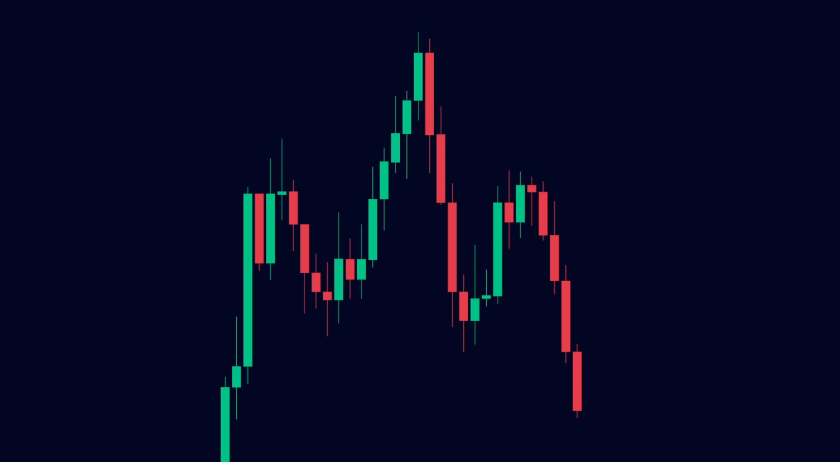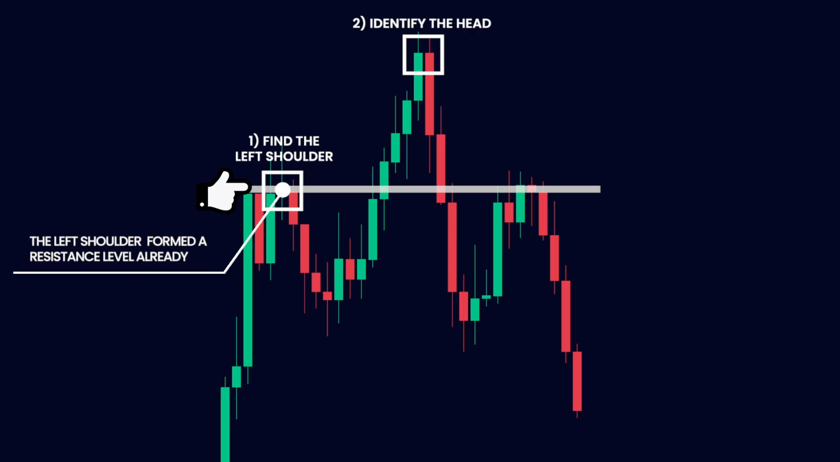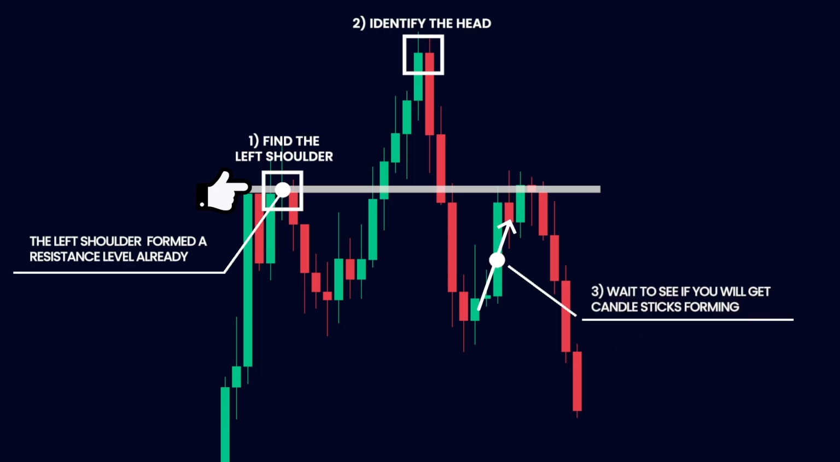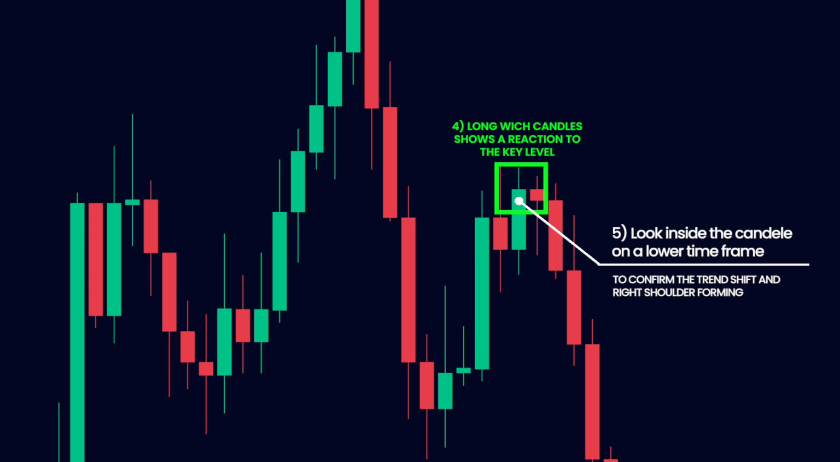Here's how it works. First, you identify the left shoulder, then the head. The left shoulder usually creates a clear resistance level, which you would already have marked and extended on your chart. As price moves back up toward that resistance, you look for candlestick signals, like multiple long wicks, that indicate rejection at that level. Once those candles form, you zoom into that price zone to look for any smaller scale price action, suggesting a shift in trend.